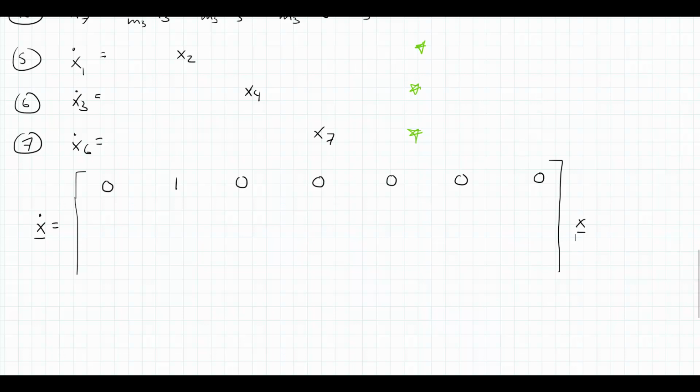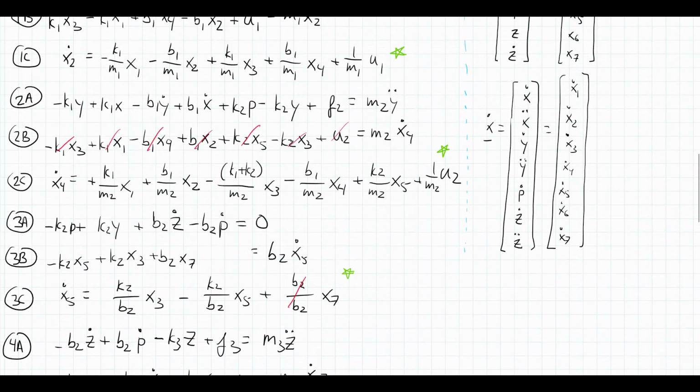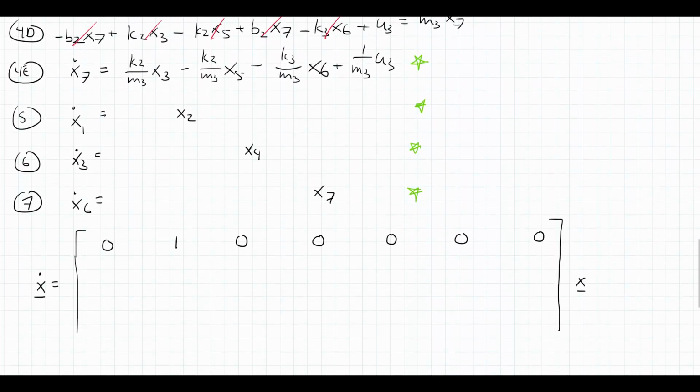Second row comes from x2 dot, which was our equation 1c. So I have an x1, 2, 3, 4 here, and then I'll come back to get the B later just so I can see it all at one time. So taking off the coefficients, I have a negative k1 over m1, I have a negative b1 over m1, I have a positive k1 over m1, and I have a positive b1 over m1, and then zeros for the rest of them.